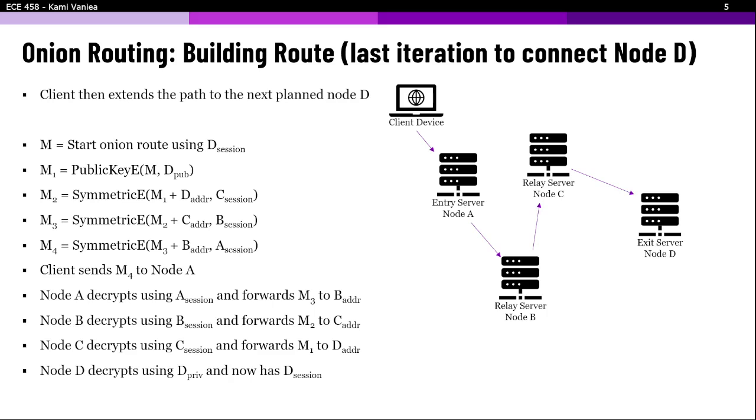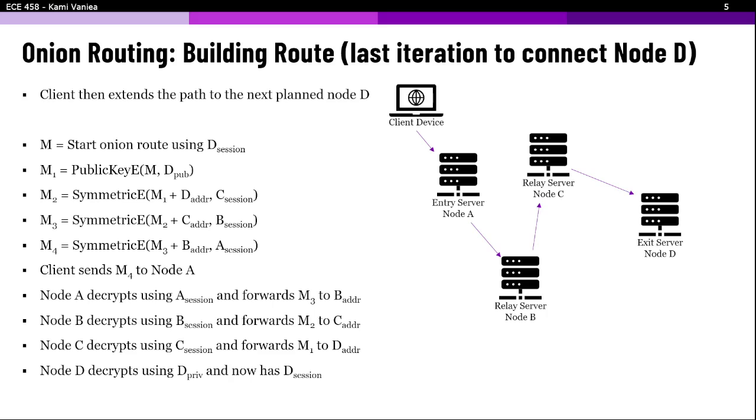This is the last step I showed you with the Tor network. So when we build a Tor route, we do it iteratively. We build a route to node A, then we build a route to node B, then we build a route to node C, and this is the last step where we build a route to node D. In this route, we start with the client device.